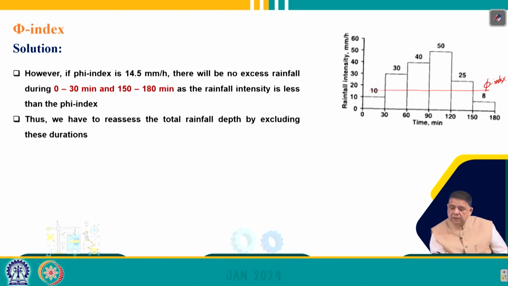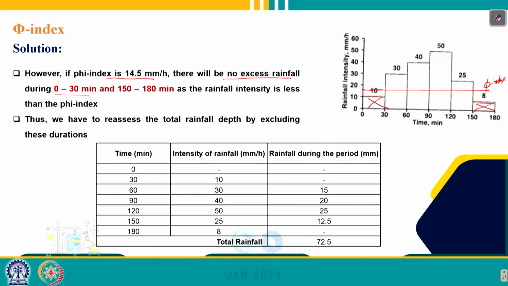But remember from the figure, only the precipitation lying above the phi index line is the effective rainfall, and that is where the runoff will be generated. Now, if the phi index is 14.5 mm per hour, there will be no excess rainfall during 0 to 30 minutes, as you can see here, which is lower than the phi index value, and also during 150 to 180, which is lower than the phi index value. That simply means we have to reassess the total depth by excluding these durations, as they do not contribute to effective rainfall. If we neglect these, the total rainfall value comes out to be 72.5 mm.